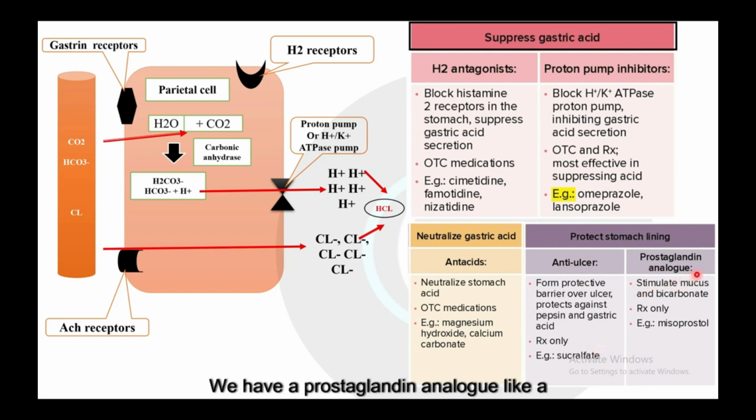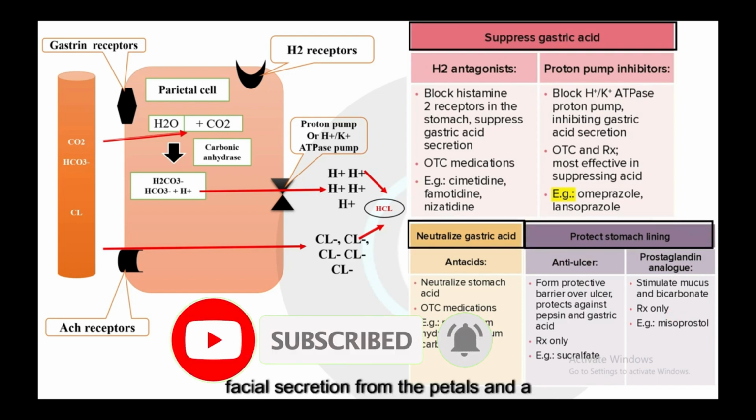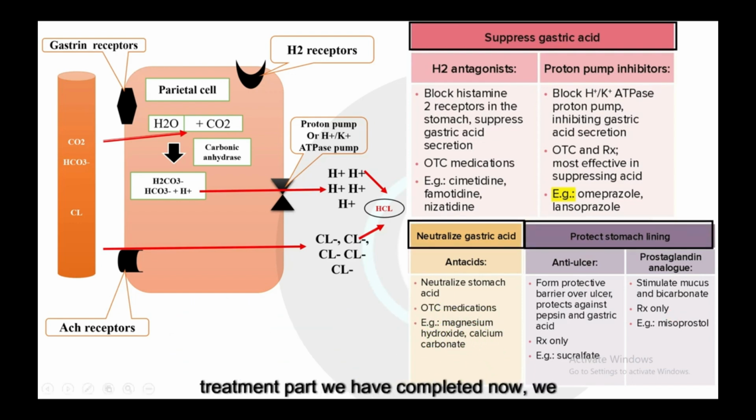Similarly, we have a prostaglandin analog like misoprostol. Usually nowadays this misoprostol is not used because this drug is contraindicated in pregnancy. A few years ago this misoprostol was used for treating peptic ulcer, but what we found was that in women, especially in pregnant women, it caused miscarriage of babies. So this is contraindicated in pregnancy, and usually this is not in practice. Okay, so this was about the treatment of peptic ulcer. So we have seen the mechanism of HCl secretion from the parietal cell, and the treatment part we have completed.